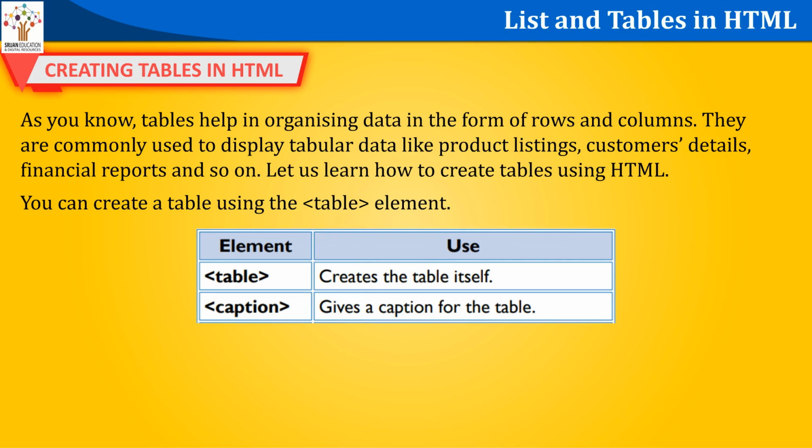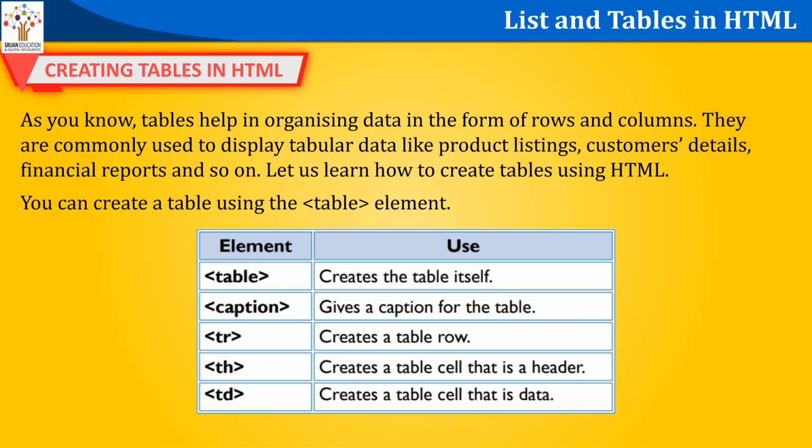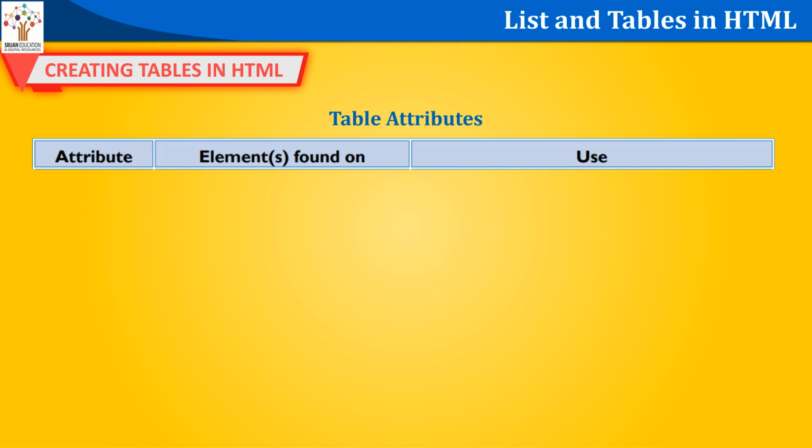Caption gives a caption for the table. TR creates a table row. TH creates a table cell that is a header. TD creates a table cell that is data. Table attributes. Attribute, element or elements found on, use.